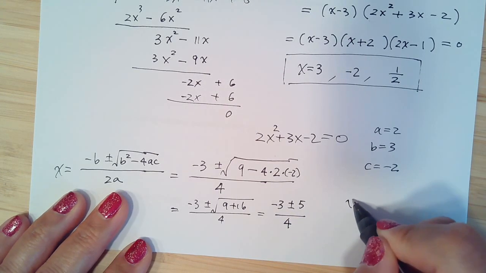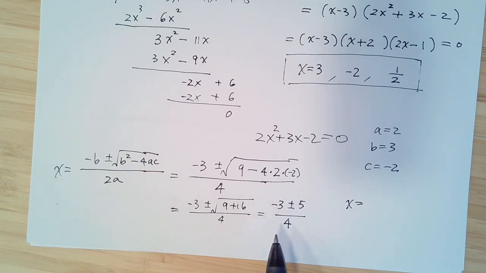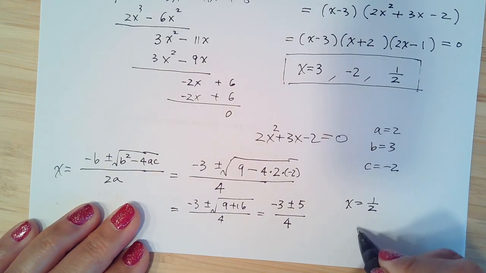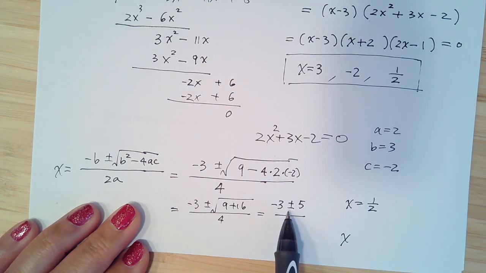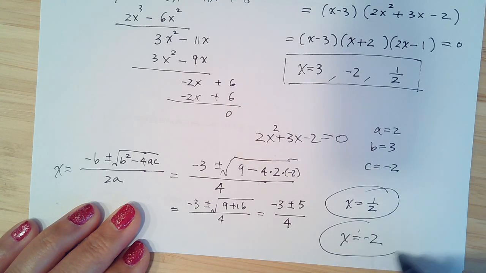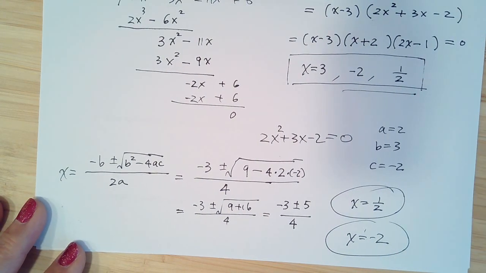So x could be either, when you do plus, -3 plus 5, I get a positive 2. So 2/4, that is 1/2. And the other one, when you do minus, -3 minus 5, which is -8, divided by 4, you get a -2. You see? You get exactly the same solution as using the factoring method.